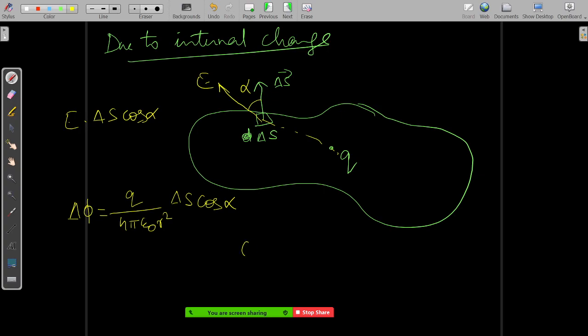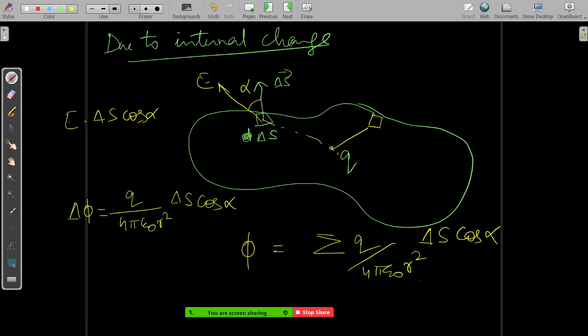So what is the total flux through this region? The total flux will be the summation of Q by 4 pi epsilon naught. You just take all these small areas and sum all of this. This R will be changing for each of the areas, no? Each area here will have a different R. So this total flux we can write something like this.